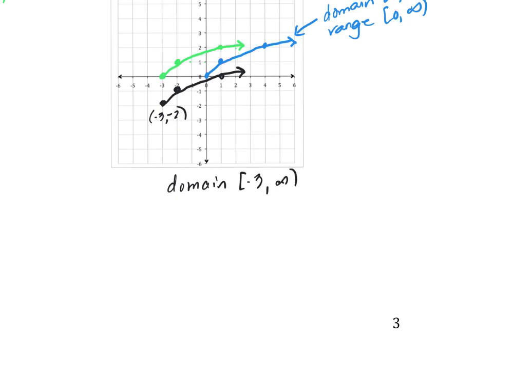And the range as well, since I went down 2 units, I'm going to subtract 2 from my y value. My range originally started with 0, so it's going to start now at negative 2. And you can see from the graph, the first y value you get is a y value of negative 2. Our range is going to be negative 2 to positive infinity. And that's it for this section.